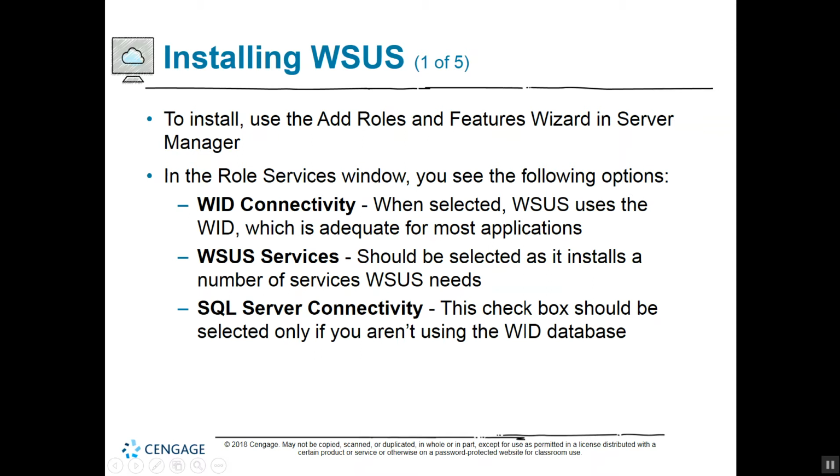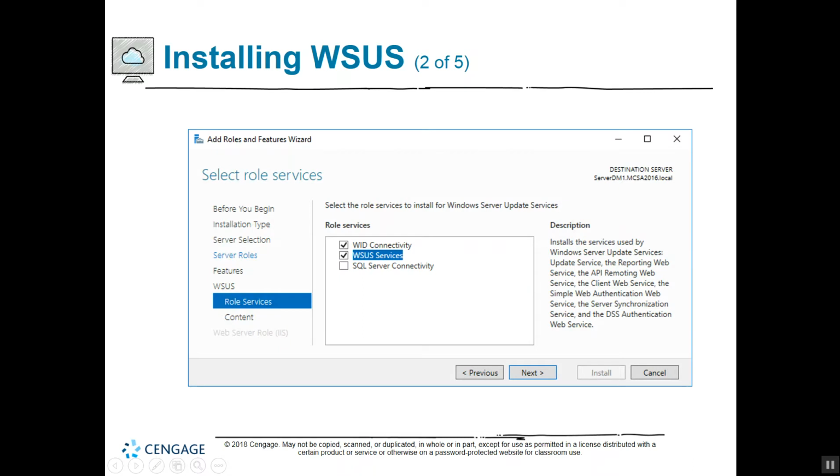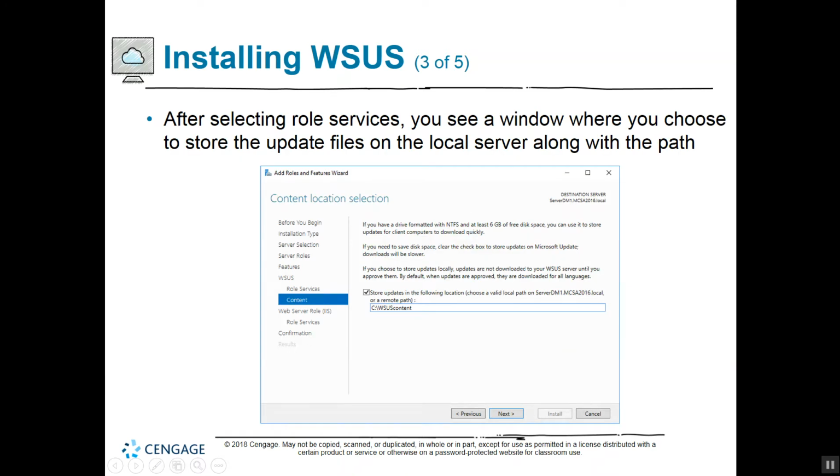Okay, so we've got WID connectivity. When selected, WSUS uses the WID, which is adequate for most applications. WSUS services should be selected as it installs a number of services WSUS needs. For SQL Server connectivity, the checkbox should be selected, so we'll see it here. Select role services and the different services associated with that specific role. The WSUS role.